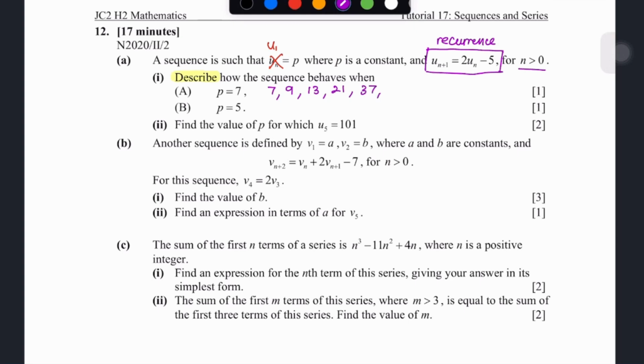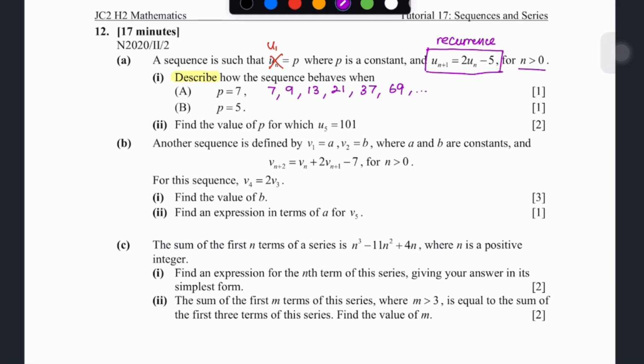Then 2 times 37 minus 5. That's 69. Oh yeah, correct, 69. You made me doubt for a moment, but okay. So is this a GP or not? Not a GP, correct.